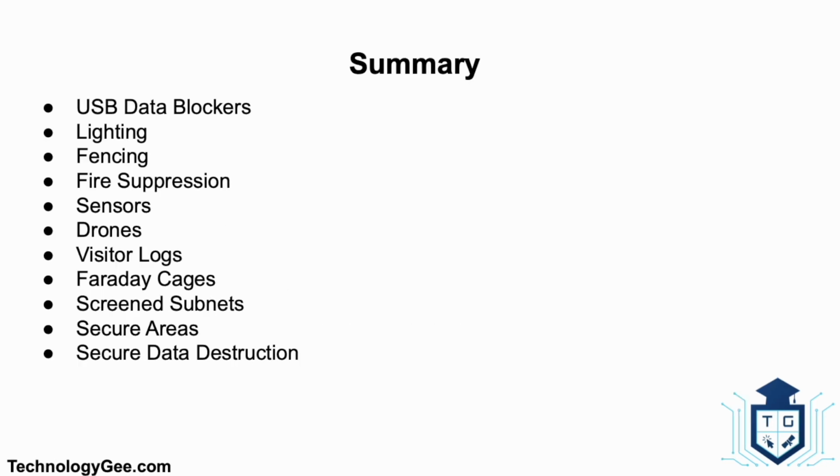All right, so that was my class on physical security controls, where we talked about security controls such as USB data blockers, lighting, fencing, fire suppression, sensors, drones, visitor logs, Faraday cages, screen subnets, secure areas, and secure data destruction.